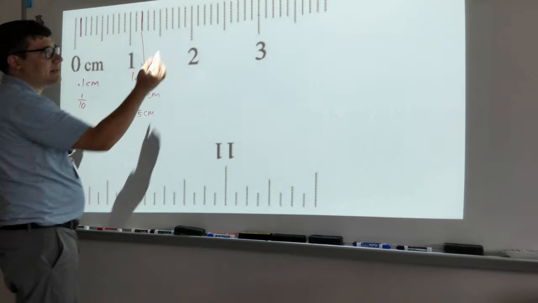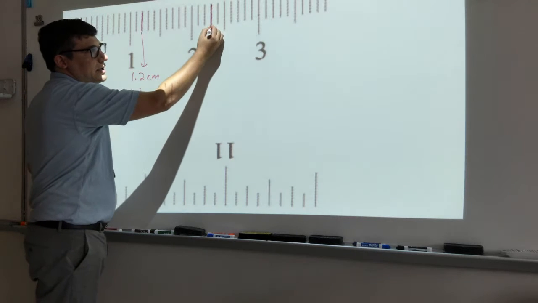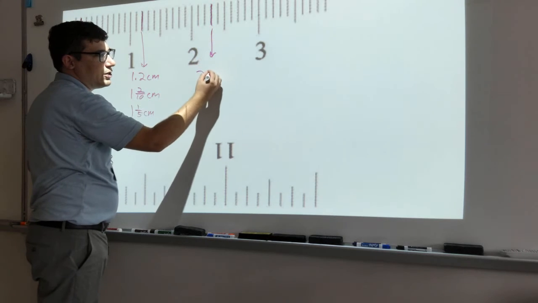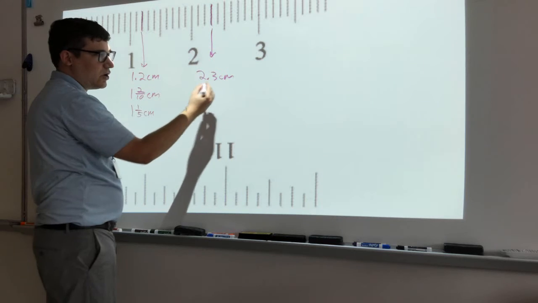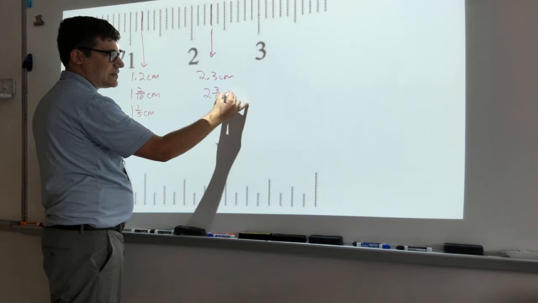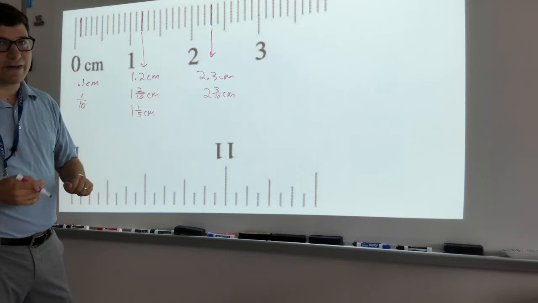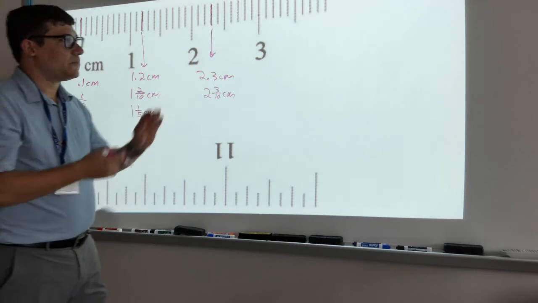Let's keep going. Let's say we're at 2 centimeters, right? And we're 3 tick marks past. This would be 2.3 centimeters. I could also write that as 2 3/10 centimeters. I can't reduce this one because 3 and 10, they don't have a common factor, right?